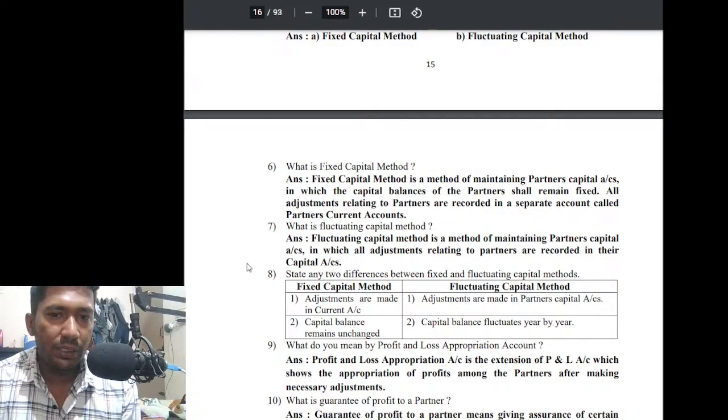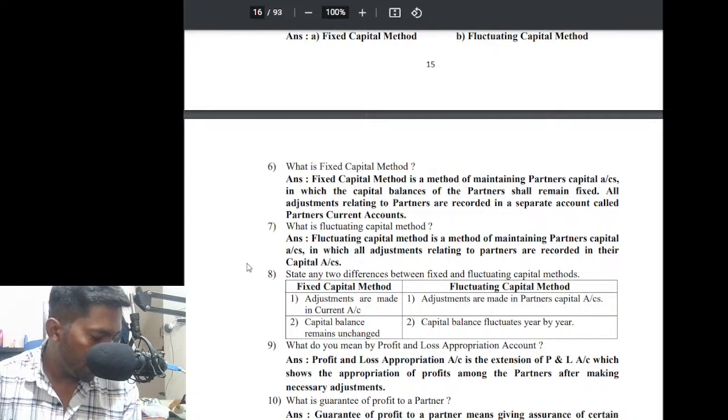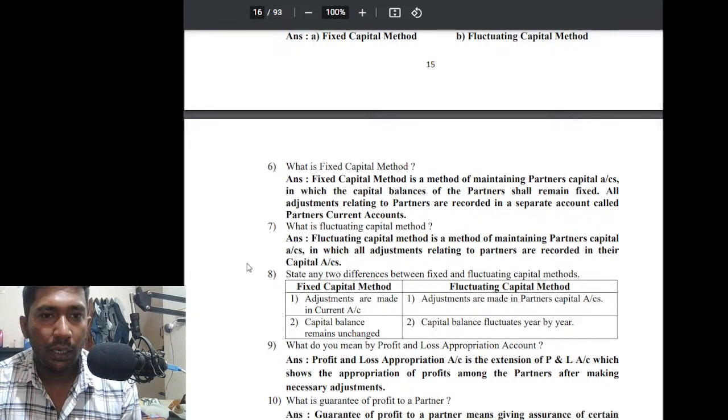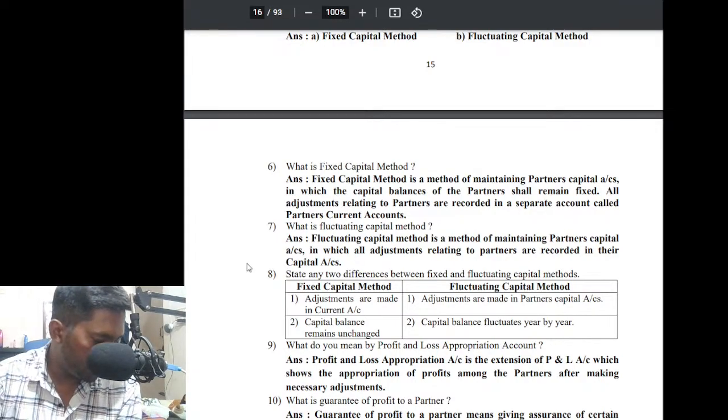Then you have Part 2, that is for 10 marks, you will be getting 5 questions. Then you have 6 mark questions, right? So for 6 marks you will be answering 4 questions, 12 marks 3 questions, and practical oriented type 2 questions.